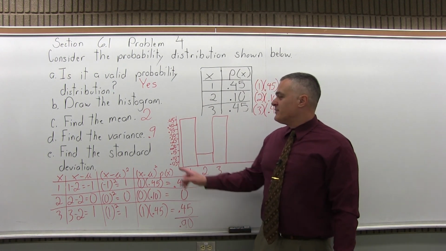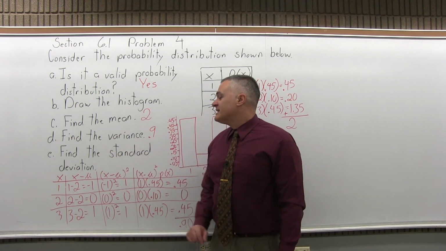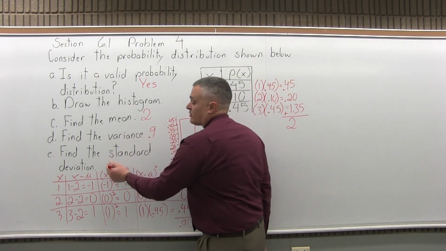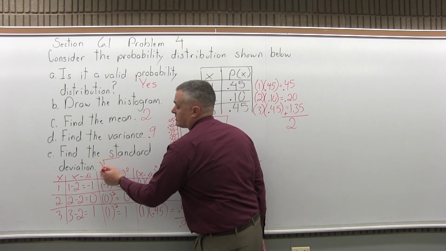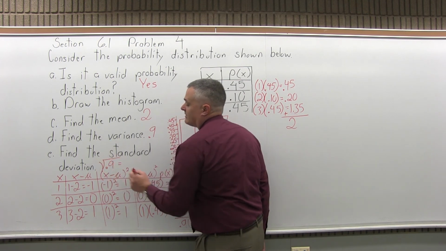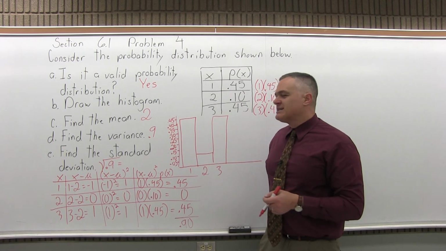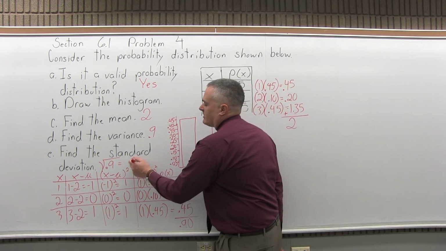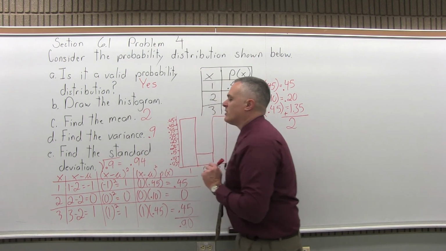And finally, E, the standard deviation. So the standard deviation is the square root of whatever the variance was. So square root of 0.9. And that's 0.9 something. It's like 0.94. You can get more decimals than that with your calculator if you like. But it's basically the square root of 0.9.